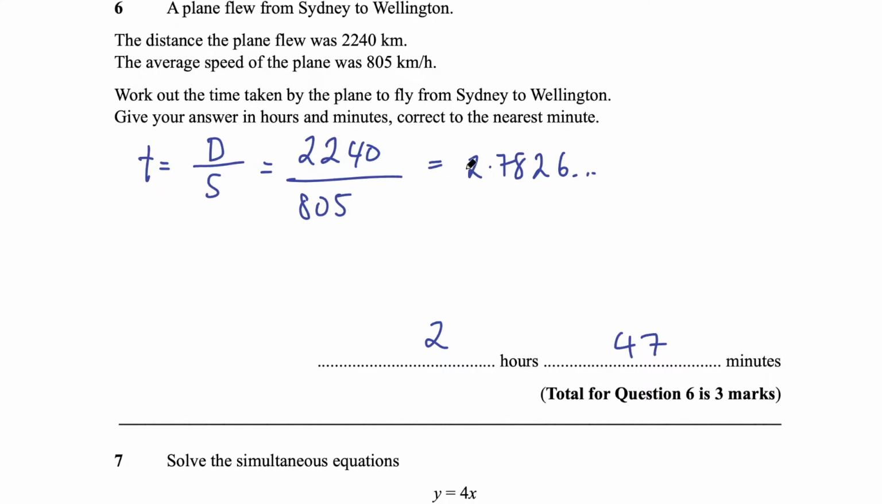So it's important to know how to convert decimal numbers into hours, minutes, etc. by multiplying that part by 60. So I just took that bit and multiplied by 60 and then rounded off to the nearest whole number. Okay, that was question 6 for 3 marks.